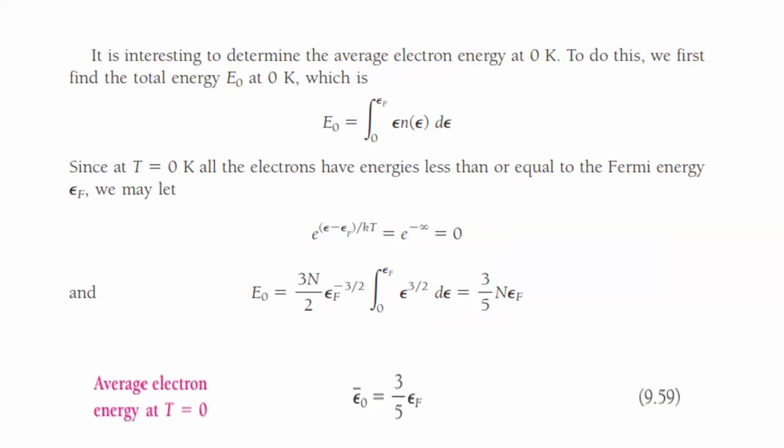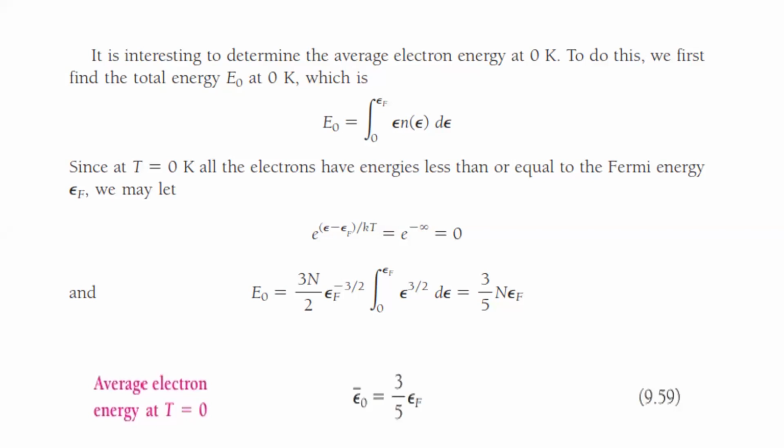as I've explained, the exponential factor e to the power (E minus E_F) over kT will obviously come out to be infinity, and hence we can have E_0 equal to this expression. Solve this integration and you get the expression E_0 is equal to 3/5 N E_F. What is this E_0? It is the total energy at zero Kelvin. So the total energy at zero Kelvin can be calculated as just a corollary of the distribution function N(E)dE that we calculated in the last slide.